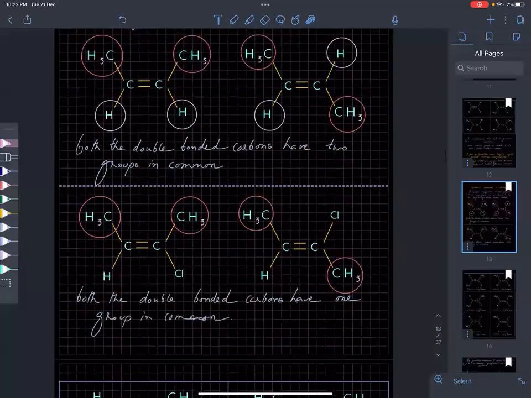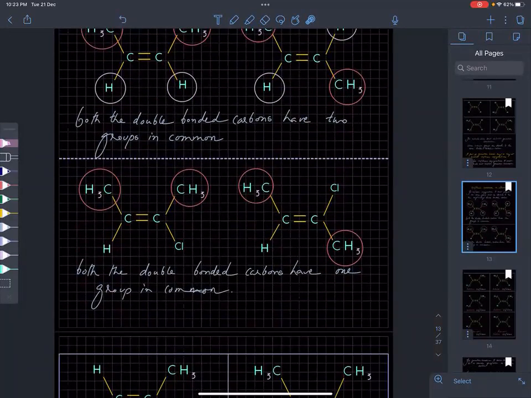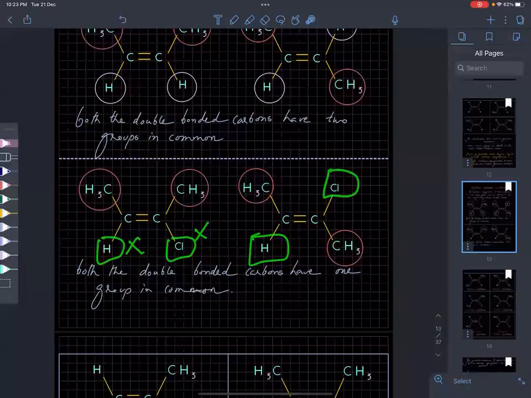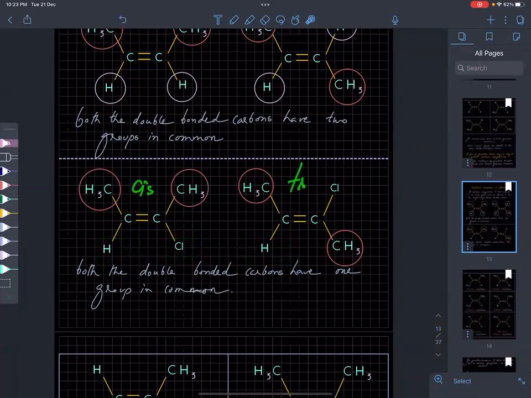For example, here, see. This carbon has hydrogen, this carbon has chlorine. These two are not the same. This has hydrogen and this has chlorine. Not the same, not the same. But I'm not worried because at least one is the same. So this is cis and this is trans. Clear?